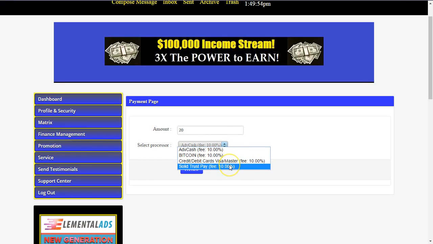Currently, Payza is not available, but it is coming. We have put in our request for Payza so that we can get approved, and it eventually will be here in the deposit page. You will be able to use Payza, but currently we have Add-to-Cash, Bitcoin, credit or debit cards that go through Solid Trust Pay, and of course Solid Trust Pay. So you can make a deposit.